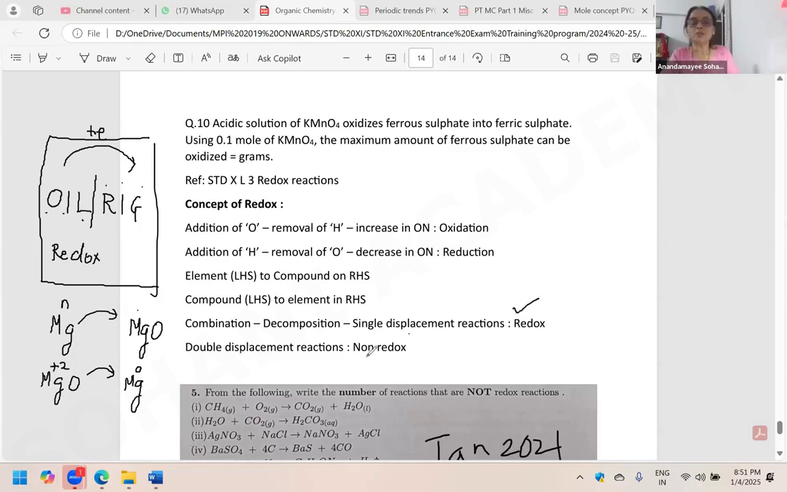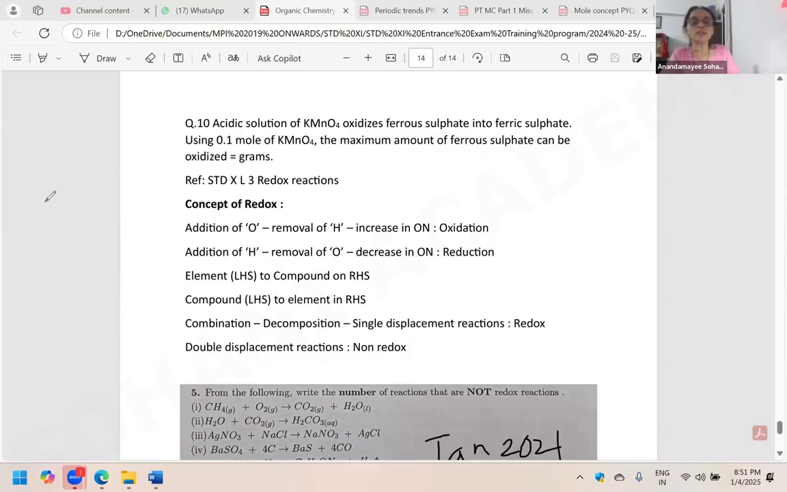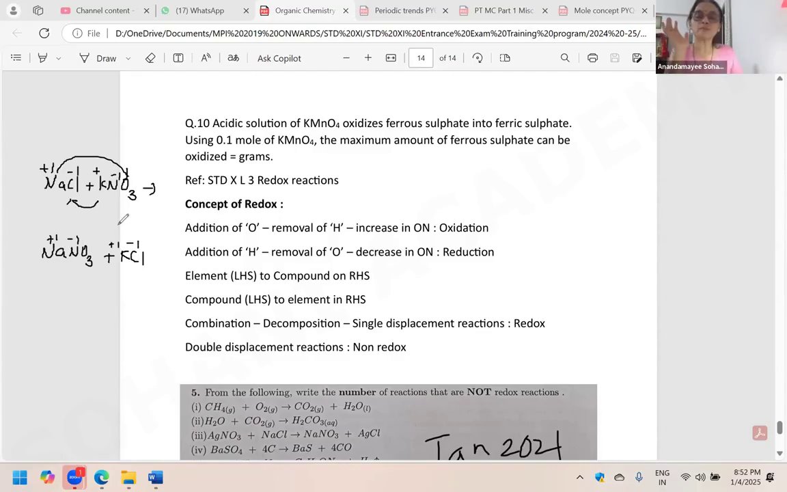And wherever there is no change in the charge, very typically those are double decomposition reactions. Suppose it is NaCl plus KNO3. It is a double displacement reaction. NaNO3 plus KCl. What happened? It was just mix and match. The Na was +1, Cl was -1, K was +1, NO3 was -1. So here it is +1, -1, +1, -1. Is there any transfer of electron in this reaction? No. No transfer, just cut and paste. So this is a non-redox reaction.